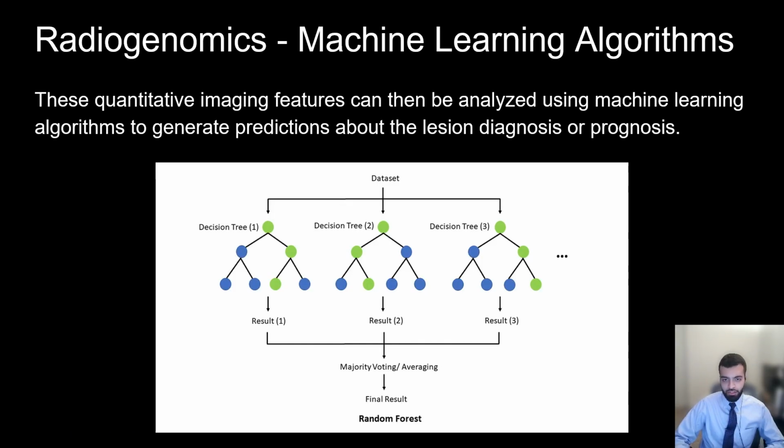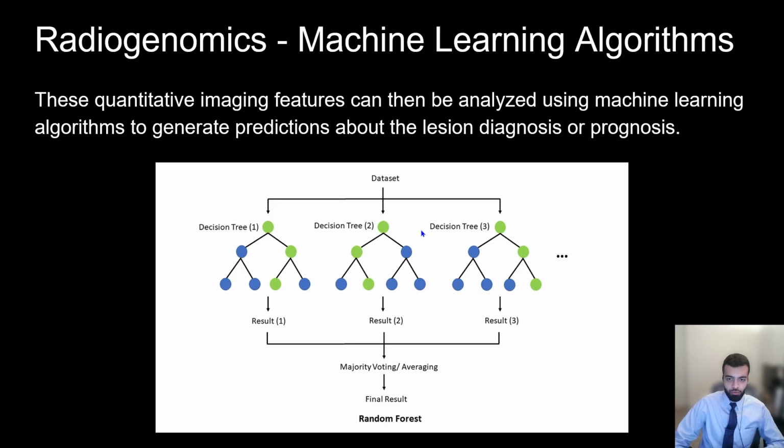And so how we are able to analyze these quantitative features is through machine learning algorithms. And so here I have an example of just one of the hundreds of machine learning algorithms, and this is called a random forest. So based on a large data set, this random forest will ask an overarching question such as, does this tumor have X mutation? And it'll answer that question by asking multiple secondary questions.